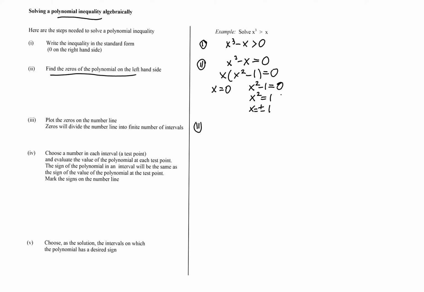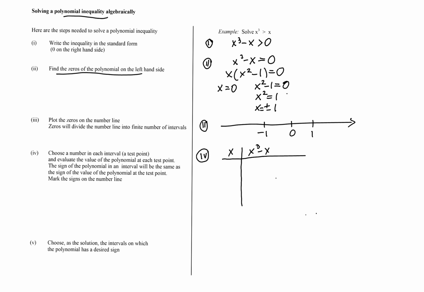Step 3 is to draw the number line and plot the zeros on the number line, to see how those zeros are positioned in the right order from the smallest to the largest. Once we have the zeros, we are ready to determine the sign of the polynomial x cubed minus x in each of the intervals obtained by using the zeros as the dividing points.